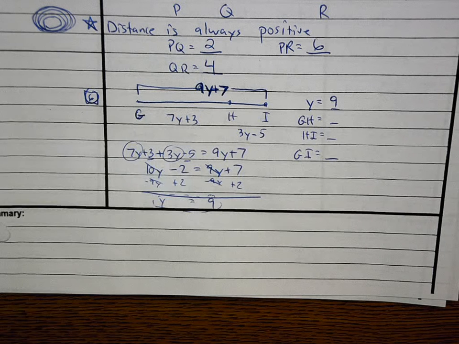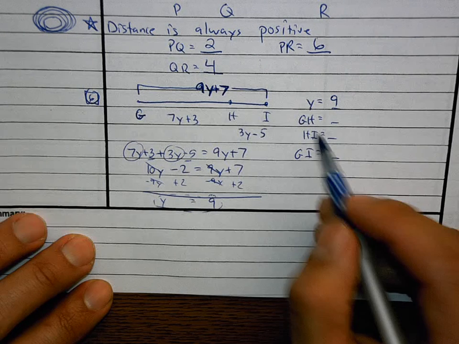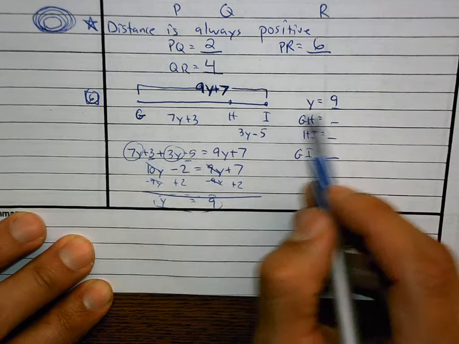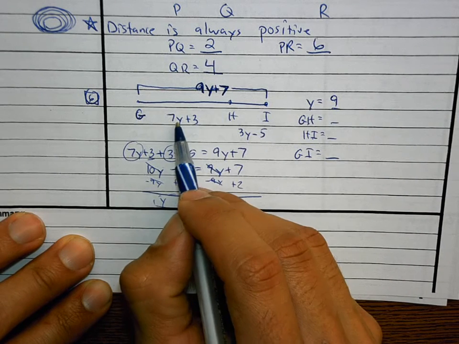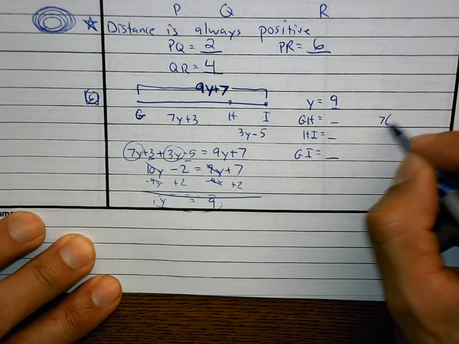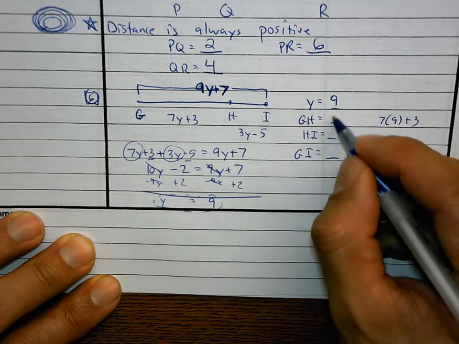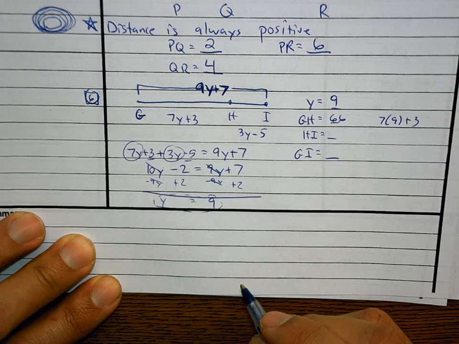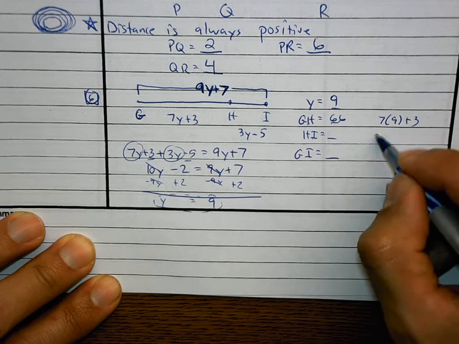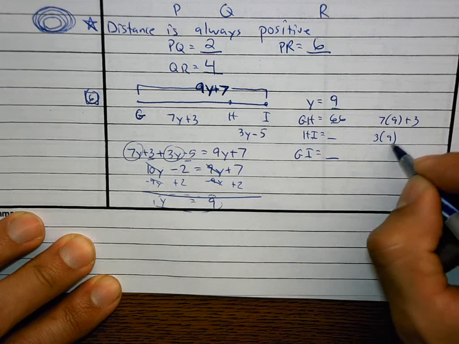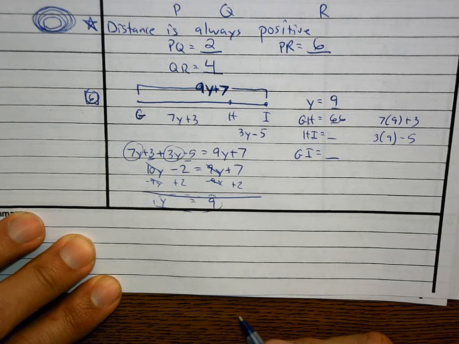This is where the C student stops, and then the A student, what they do is they take this and plug it back in to find the pieces of each part that it's looking for. If I want to find GH, we plug the 9 in right there. 7 times 9 plus 3. Do you know what that is? If I want to find HI, it's 3 times 9 minus 5. What does that make? 22.